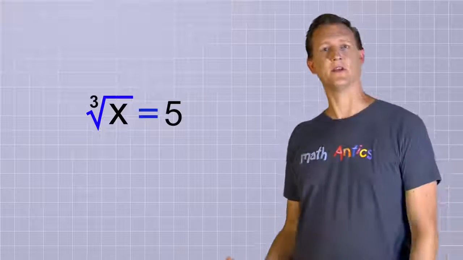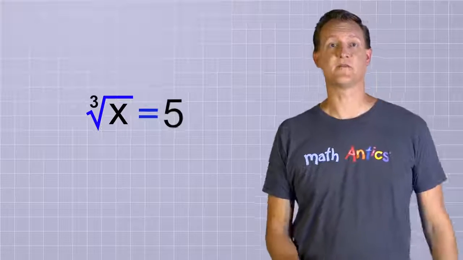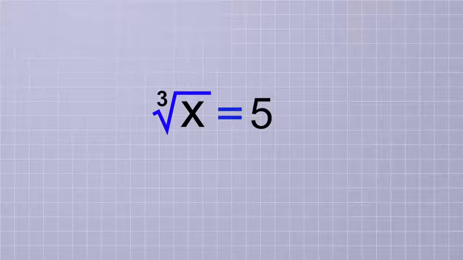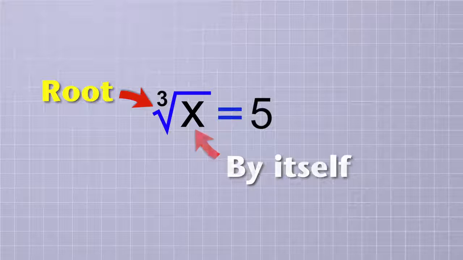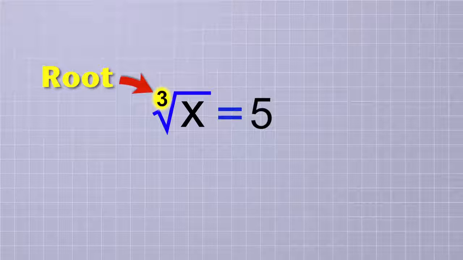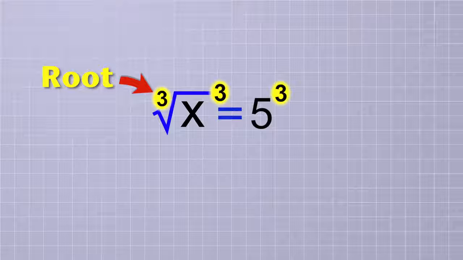Let's try solving another simple problem with a root. This one is the cube root of x equals 5. Just like before, we need to get x all by itself by undoing the root. But since it's a cube root this time, we can't undo that by squaring both sides. Instead, we need to cube both sides.